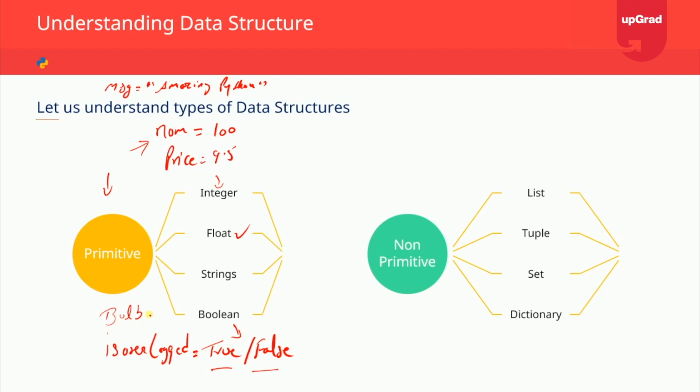So on could be true, off could be false. But here, in all the examples, if you observe, every variable that I've created is storing only a scalar value or an individual value. So these are called primitive data structures.